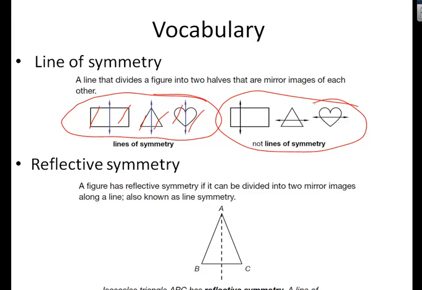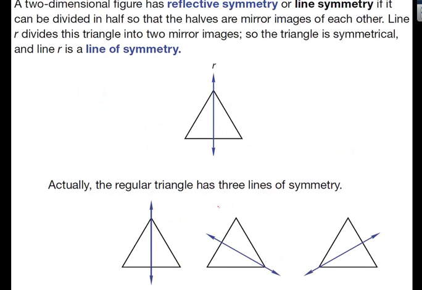Now, reflective symmetry is the same thing. You divide something into mirror images along a line known as a line of symmetry. So an isosceles triangle has reflective symmetry because we know that we could fold this in half and we would have a line of symmetry. We'd have two mirror images. So a two-dimensional figure has reflective symmetry, or line symmetry, if it can be divided in half so that the halves are mirror images of each other.